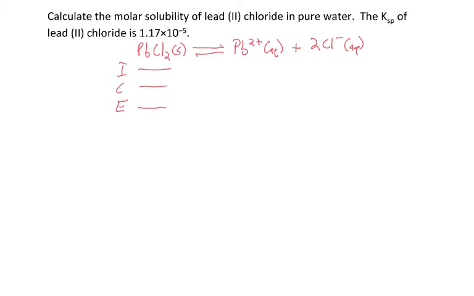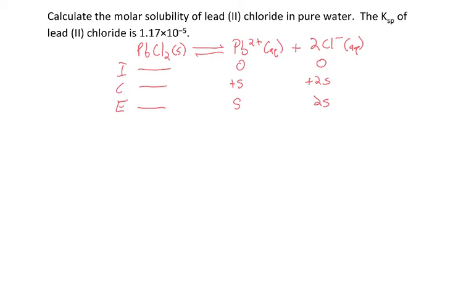I'm dissolving this in pure water, so the initial concentrations of lead and chloride are 0. And then the change, so I have a coefficient of 1 in front of the lead, and so it will be plus S. And then that makes the chloride plus 2S. And so S is the molar solubility. So this is what I'm solving for. And so then, of course, at equilibrium, 0 plus S is S. 0 plus 2S is 2S.